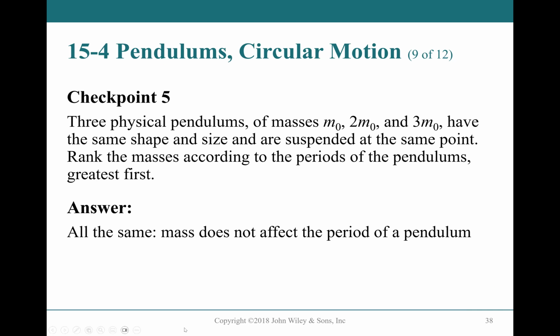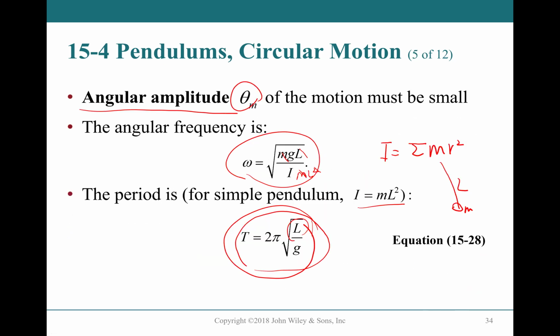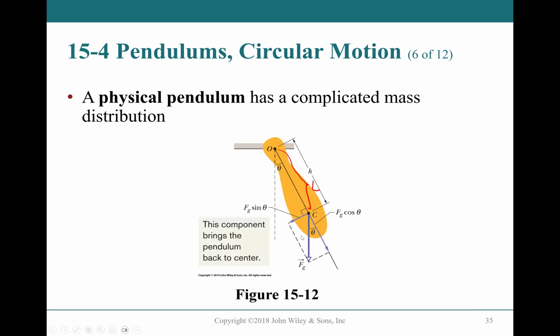And then we can take a look at our checkpoint. It's the simple pendulum. The period does not depend on the mass. So 3 physical pendulums of mass m0, 2m0, and 3m0 have the same shape and size and are suspended at the same point. Rank the masses according to the period of the pendulums, greatest first. So it should be all the same because mass does not affect the period of a pendulum. You can see this equation here for a simple pendulum. There's no mass in it. Okay.